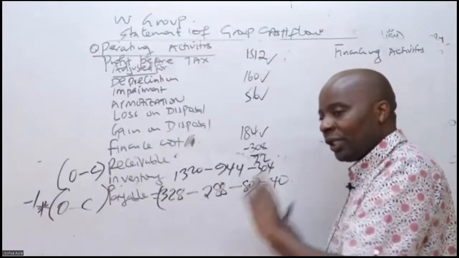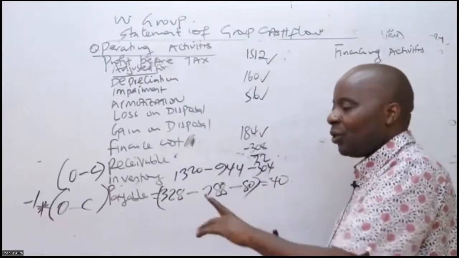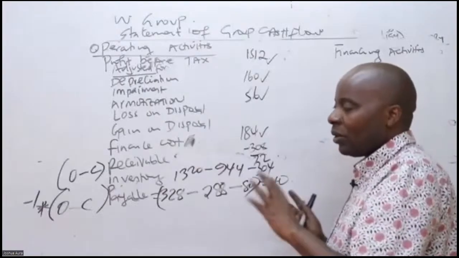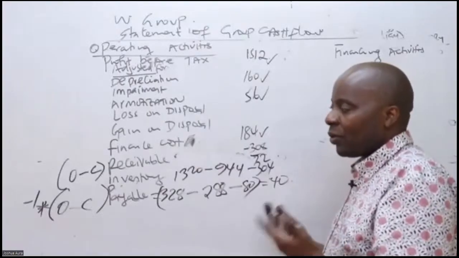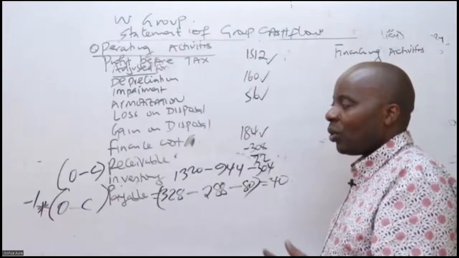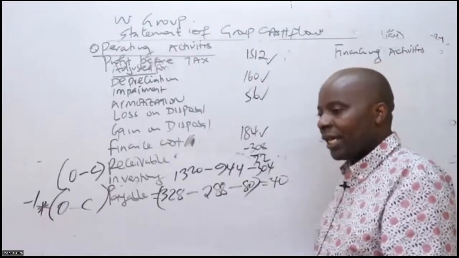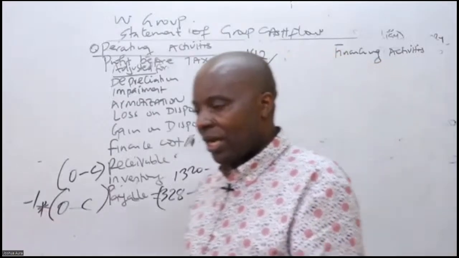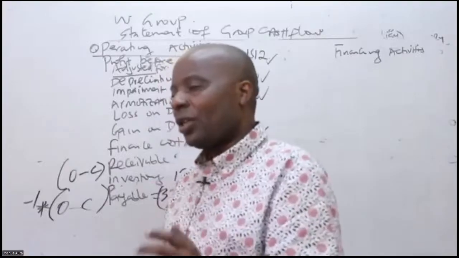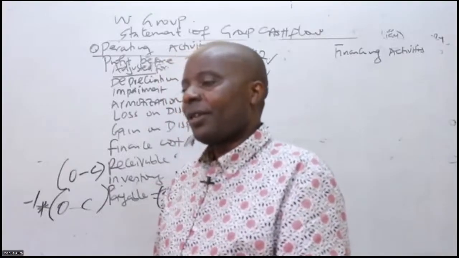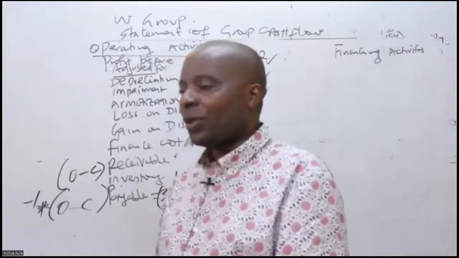Actually, I would want us from today to strictly be using this approach. It is OC, opening minus closing. But whenever we get a liability, always remember to multiply this with negative what here? Negative 1. It is something you'll get used to.